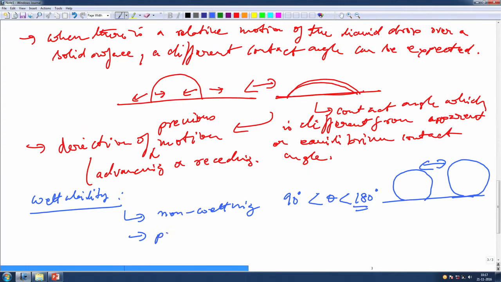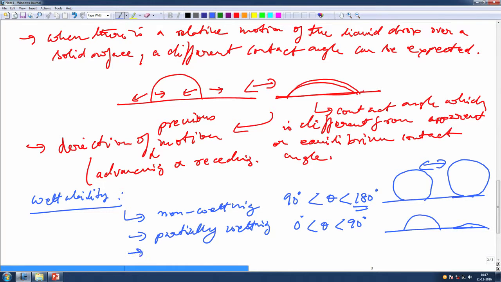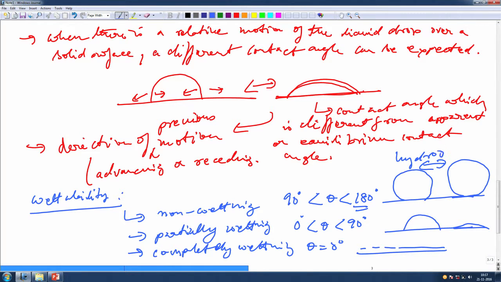Okay. Partially wetting, the contact angle will be 0 less than theta less than 90 degrees. So, that means this particular thing exhibits anywhere between this to this. And completely wetting would imply theta is equal to 0 degrees. That means it is a flat film. Okay. So, the first is more like hydrophobic, we will check what hydrophobic are. This is more like hydrophilic, and this is completely wetting. This is a thin film, completely wetting thin film, and thin films we will cover in a lot of detail later on.